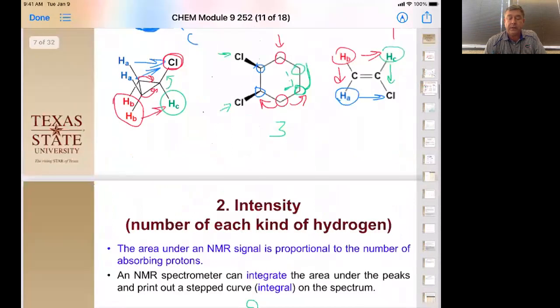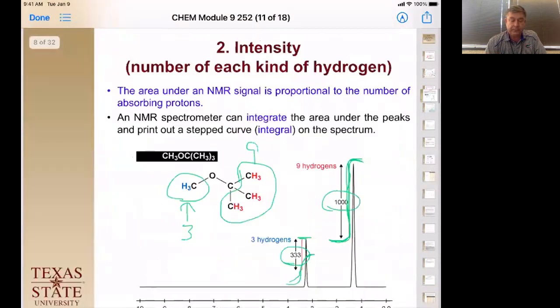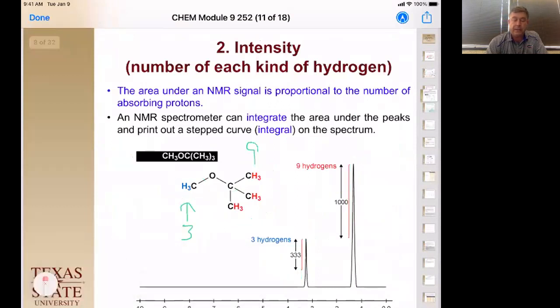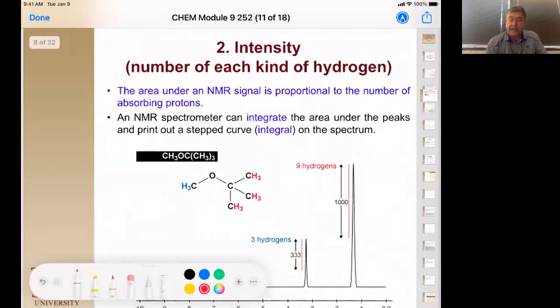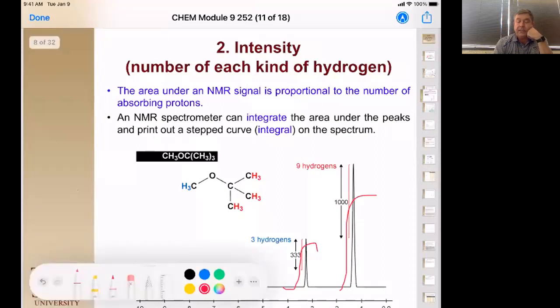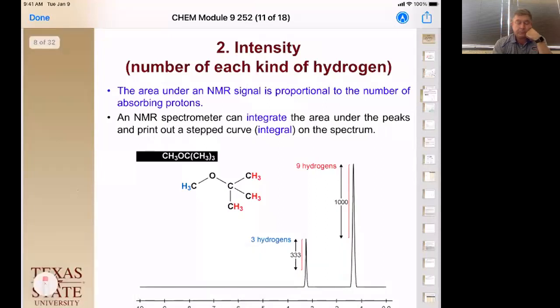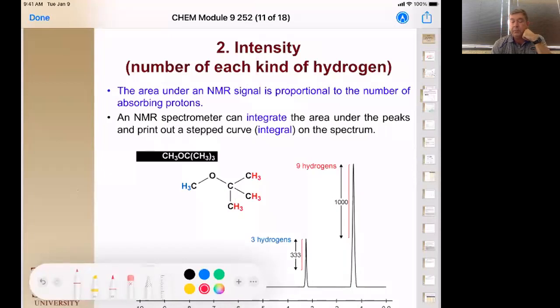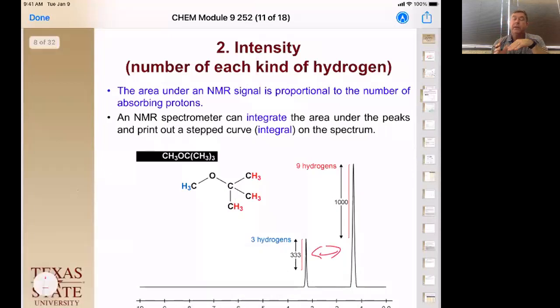Okay, the second thing we want to do is talk about intensity, okay? And it's not as simple as saying, oh, this peak is 3 times taller than that peak, or this peak is 5 times taller than that peak. We actually have to take the entire area under the curve, because the peaks can be broad or the peaks can be whatever. And so what the number is going to give you is some relative number, okay? But the ratio between the 2 is going to be the number of hydrogens on each of those types of peaks, okay?